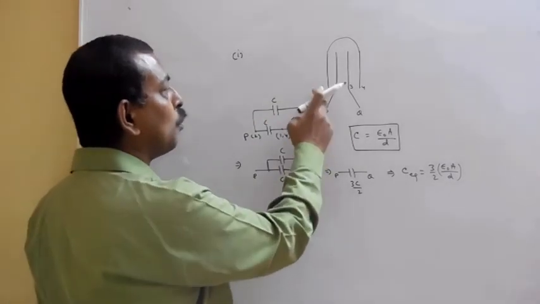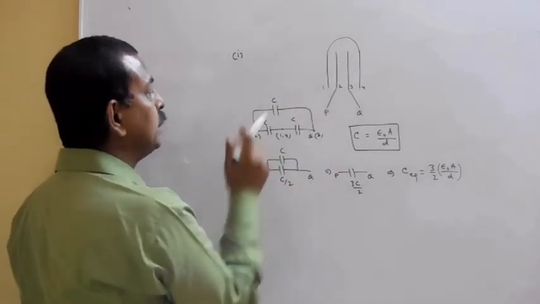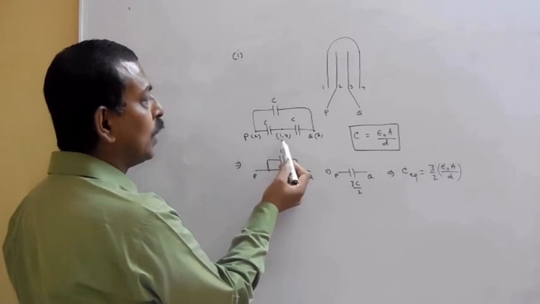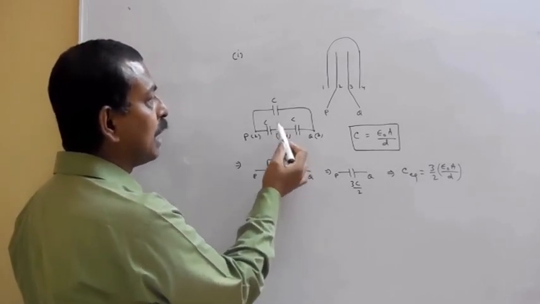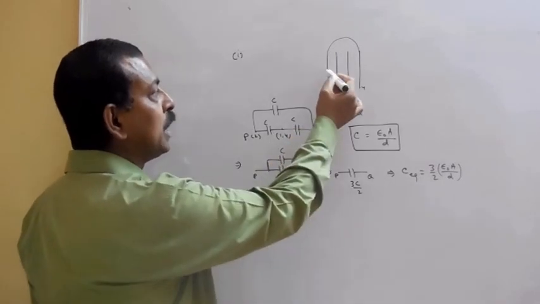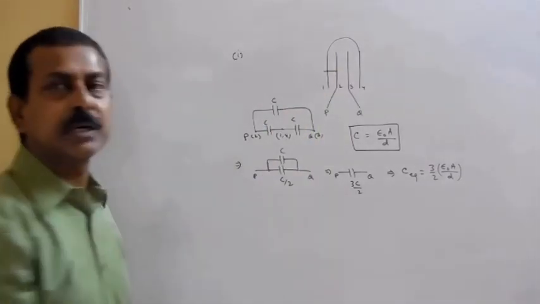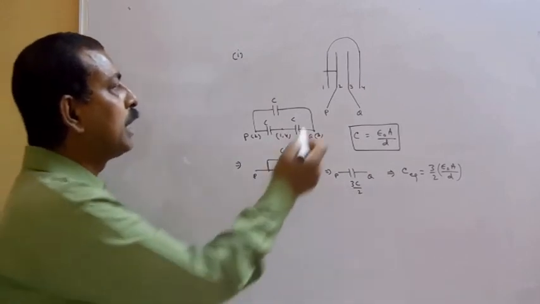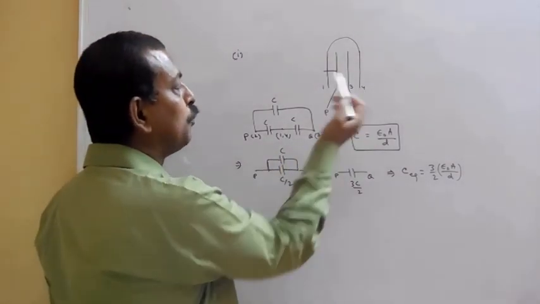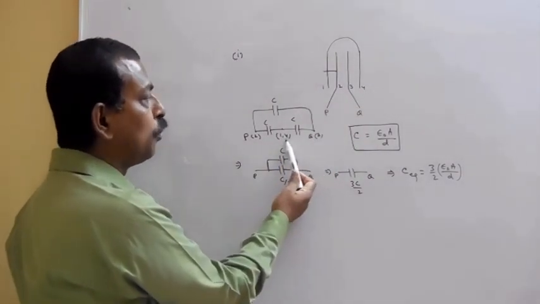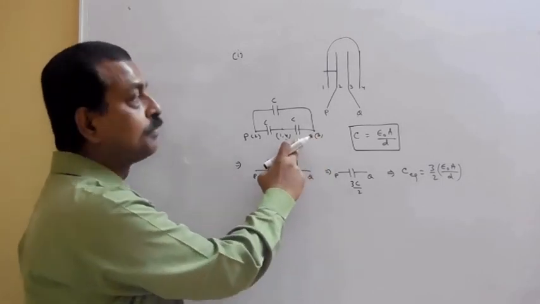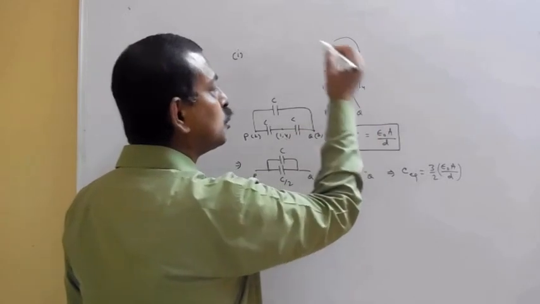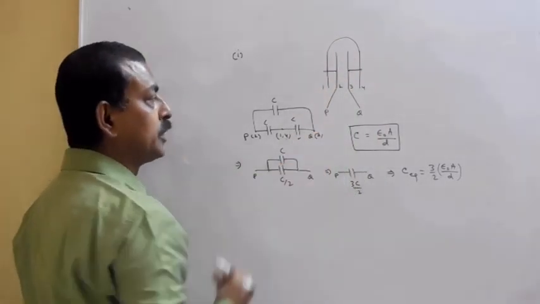So for 1 and P, since P is here, 1 is here, we have represented one capacitor of capacitance C here. That means we have represented this particular capacitor. Similarly, for Q and 4, Q is here, 4 is here. So we have represented a capacitor here. So this capacitor also we have represented at this point.